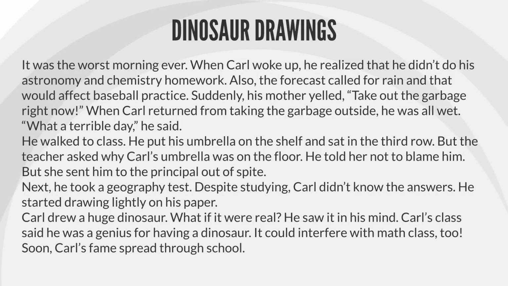He walked to class. He put his umbrella on the shelf and sat in the third row. But the teacher asked why Carl's umbrella was on the floor. He told her not to blame him, but she sent him to the principal out of spite. Next, he took a geography test. Despite studying, Carl didn't know the answers. He started drawing lightly on his paper.